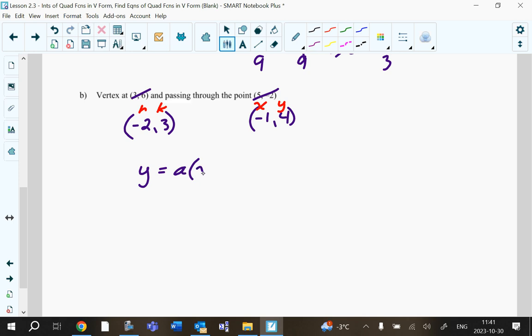If you plug everything in correctly, so y is 4 equals a, open parenthesis, -1 subtract -2. So it should be plus, squared, plus 3. That's what it should look like when you plug it in. Because remember, inside the parentheses, it's x minus h. And if h is negative, it's going to change it to a plus.